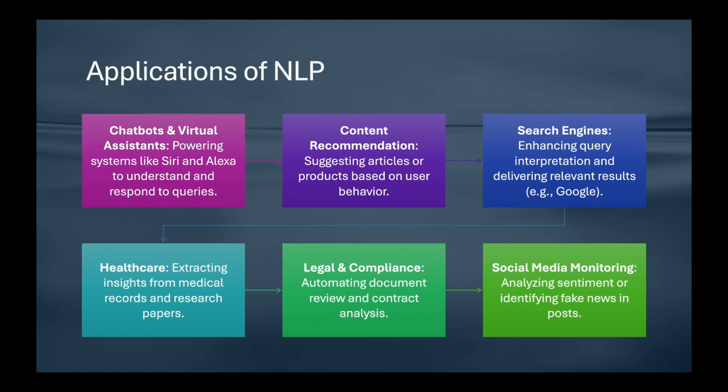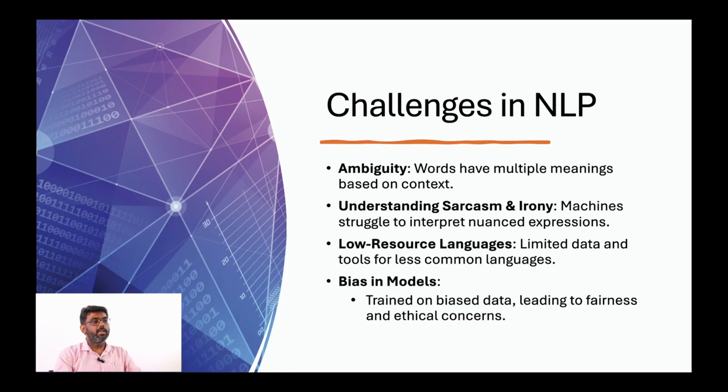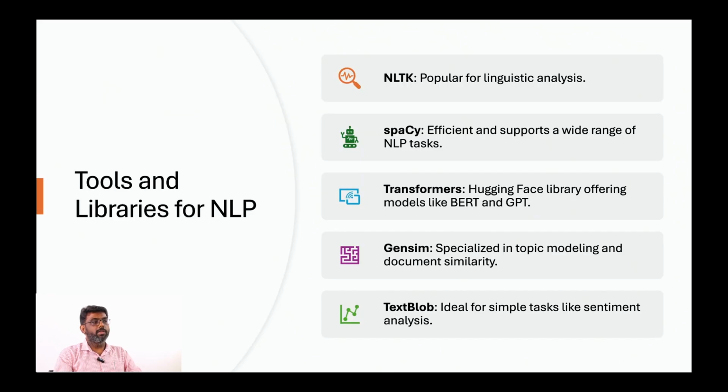The next one is the challenges in NLP. Despite its advancements, NLP still faces challenges. For example, ambiguity: words can have multiple meanings depending on context. Sarcasm and irony are still tricky for machines to understand. There are also issues with low-resource languages where data and tools are scarce, and models can be biased if trained on biased data, which raises concerns about fairness and ethics.